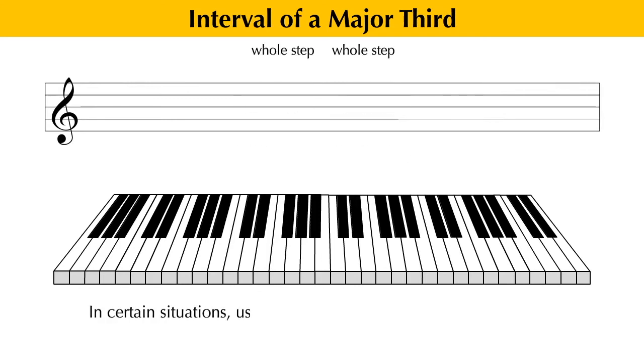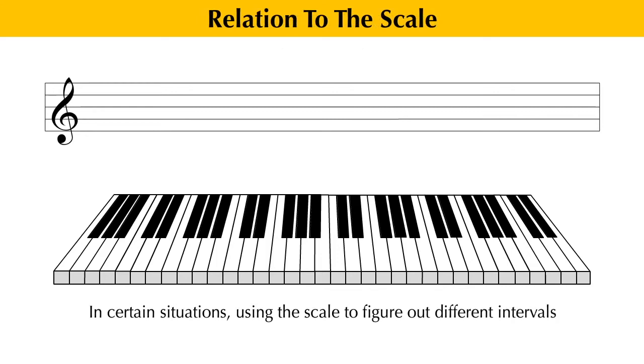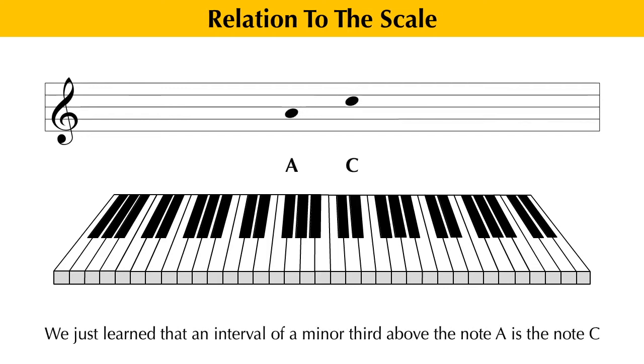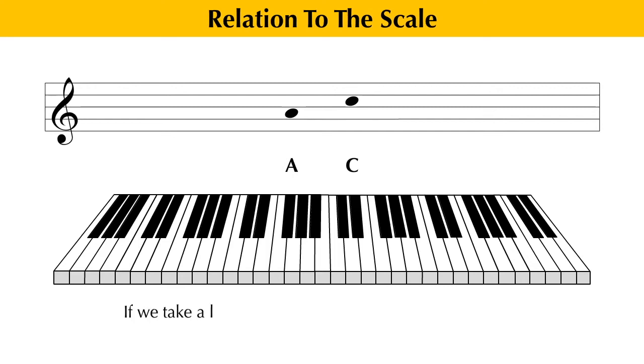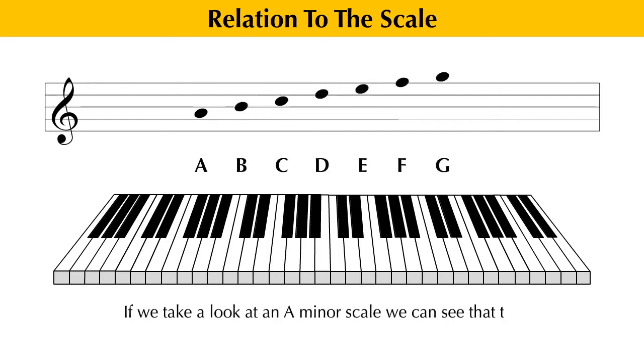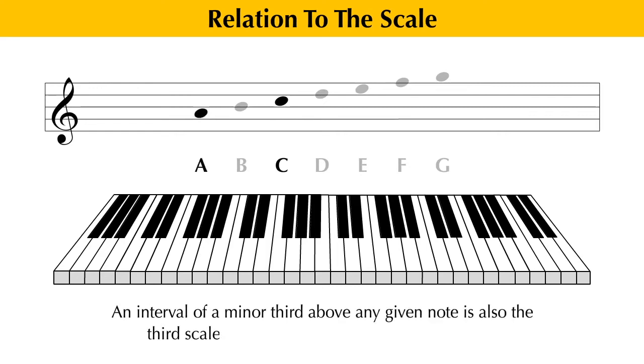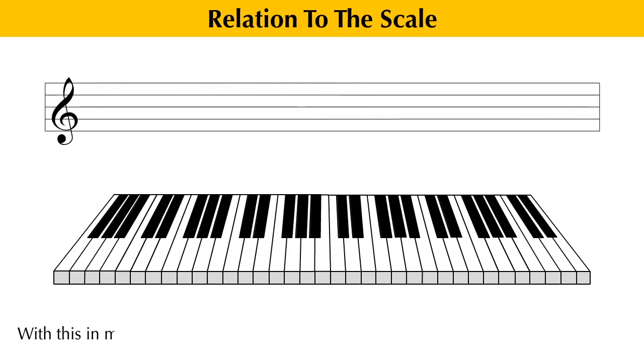In certain situations, using the scale to figure out different intervals above a given note may be a viable option as well. For example, we just learned that an interval of a minor third above the note A is the note C. That being said, if we take a look at an A minor scale, we can see that the third note in the scale is also the note C. In other words, an interval of a minor third above any given note is also the third scale degree of a corresponding minor scale.